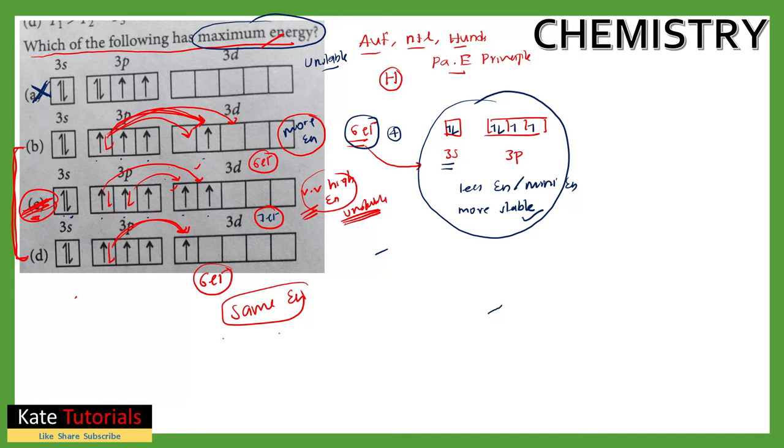But the maximum energy will be with C, because 2 excitations, 7 electrons, more energy. Hence maximum excitation will be for C. Thank you.